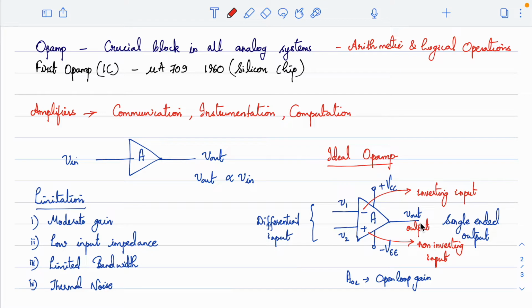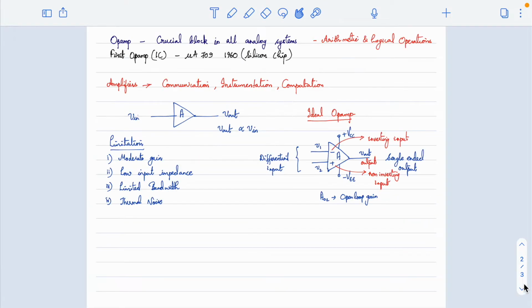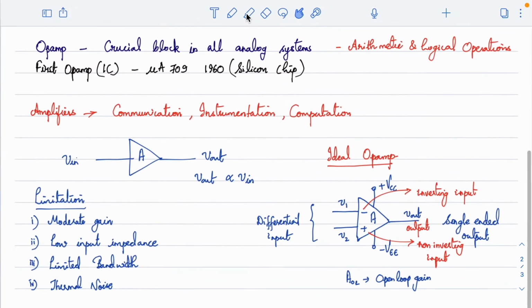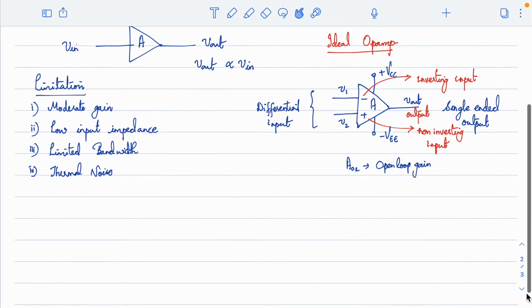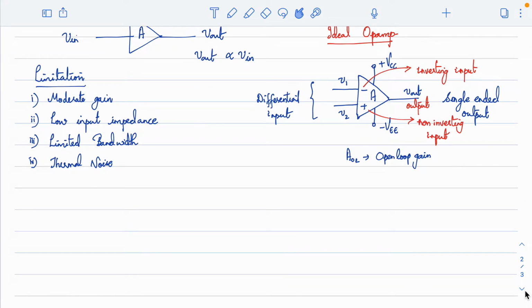Alright. Now let us quickly see what are the characteristics of an op amp. After listing that, we will talk more about the differential signaling and other things. Alright, so I am listing the characteristics of an ideal op amp.